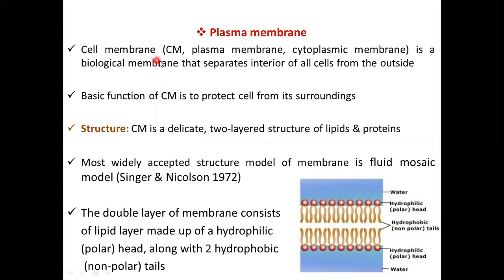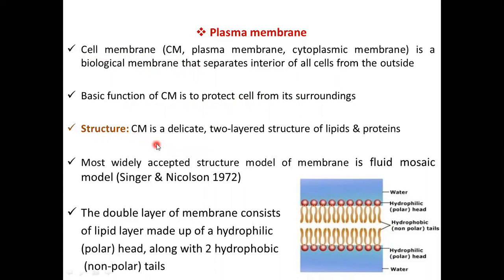Plasma membrane or cell membrane, also known as the cytoplasmic membrane, is a biological membrane that separates the interior of all cells from the outside. So the cell membrane basically acts as a protective layer for the interior of the cell, and it separates it from the outside environment. The basic function of the cell membrane is to protect cells from their surroundings.